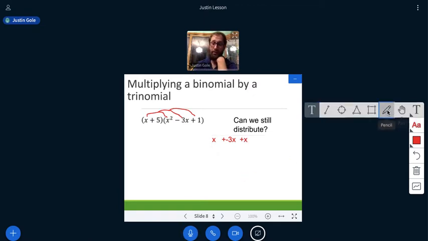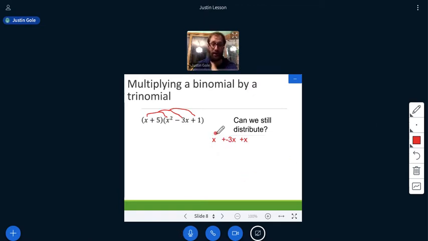Let's add our exponents. We said x times x squared is x to the third. Negative 3x times x is negative 3x squared. Plus negative 3x. I probably could have just done minus 3x, huh? And then x times 1, positive 1, is just x. So we distributed x through everything. Now we're going to take our second term, 5, and we're going to multiply that by everything, right?